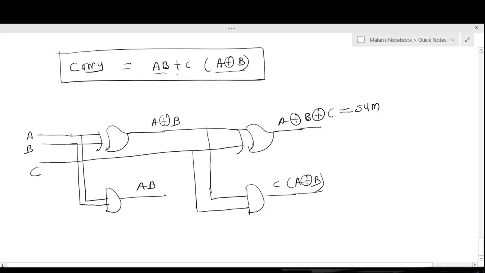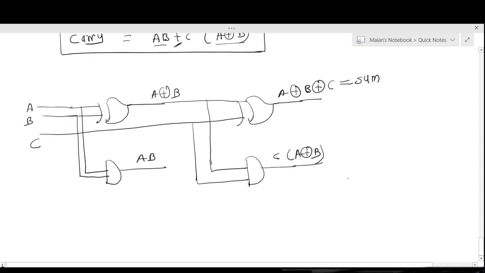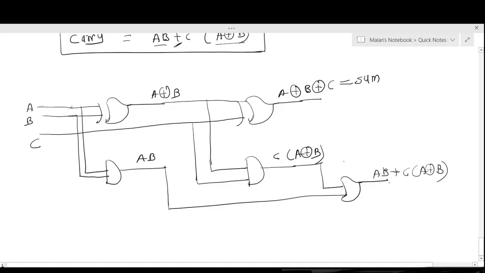Now for the carry, we have to perform the OR operation of AB and C times A XOR B. So I will use an OR gate here. This OR gate will take the first input as this and the second input as AB. The output generated is AB plus C times A XOR B, which is nothing but the carry. If you observe the diagram, this is the full adder logic circuit after minimizing the sum and carry expressions.